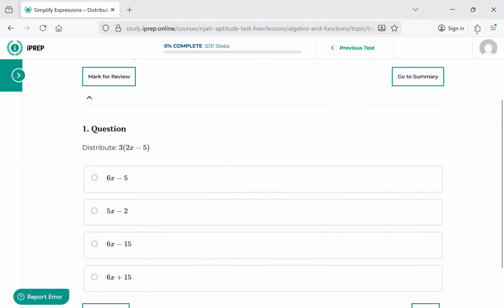Question one, we have 3 parentheses 2x minus 5. Distribute is the same thing as FOIL. So what I would do first is, if you can, make sure in the inner parentheses you can combine them or collect like terms or simplify. In the inner parentheses, we have 2x minus 5. There's no way we can combine them. This is a variable. This is a constant. Impossible. So you just go ahead and FOIL out this 3. So 3 times 2x is 6x. 3 times negative 5 is negative 15. So my answer is 6x minus 15. This one.